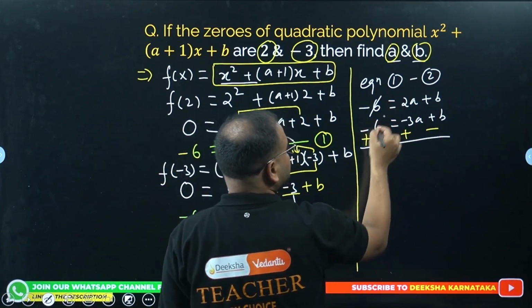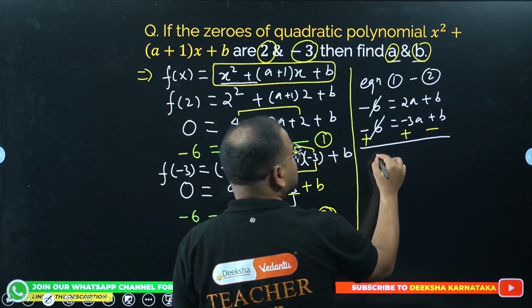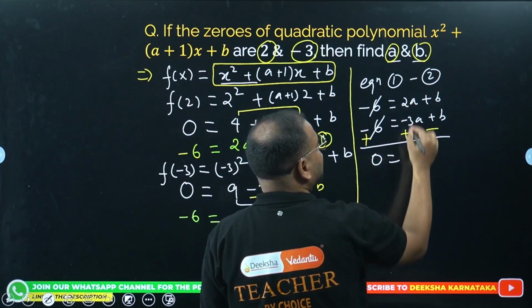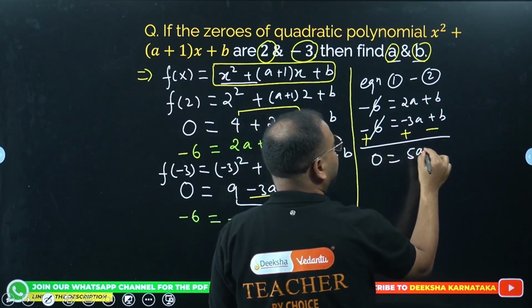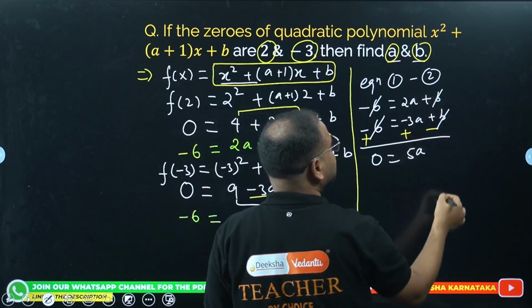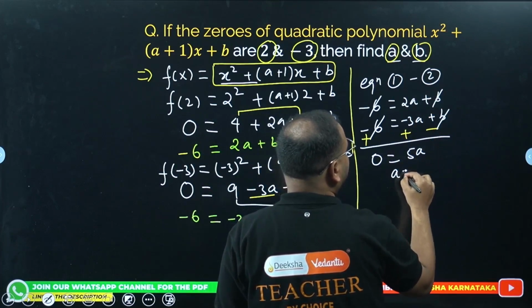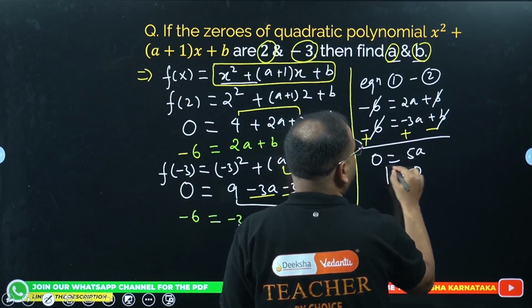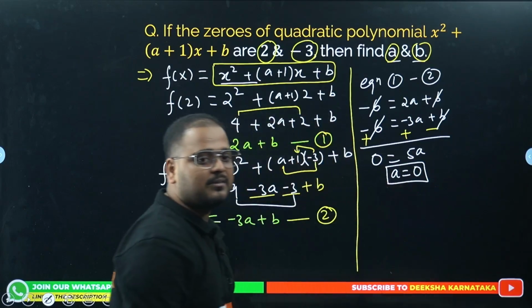Minus plus gets cancelled. What is the answer here? 0. 3a plus 2a, 5a. Why? Becomes positive on subtraction. And this plus minus gets cancelled. So what is my a value? 0 by 5, which is 0.